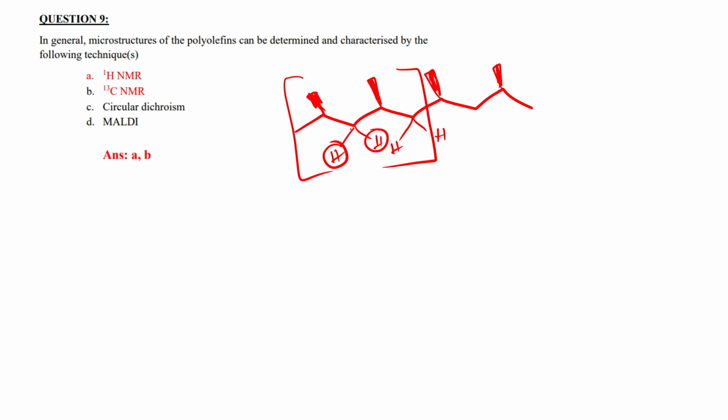Why? Because the particular proton which is above is closer to this methyl group, and this particular methyl is closer to that hydrogen, and it is far away from the other methyl. So they are chemically not equivalent. So we would observe this kind of doublet. They would give us different peaks. This is called an isotactic polymer.